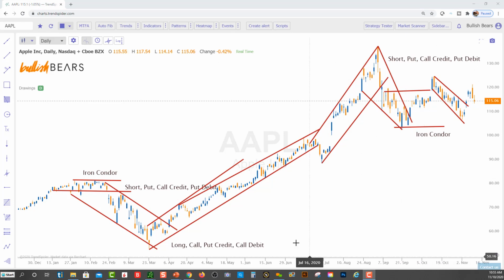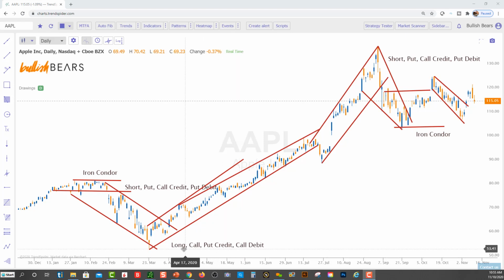So when you are looking at more of a bullish trend, this is where you would look to, with shares, go long. So if you're buying shares of a stock, you'd be long. Or if you're going to buy a naked option, you would buy a naked call, right? So instead of buying shares, you'd buy a naked call. Or, when you go into spread strategies, this is where you would look to implement a put credit spread if you're doing a credit spread, or a call debit spread.